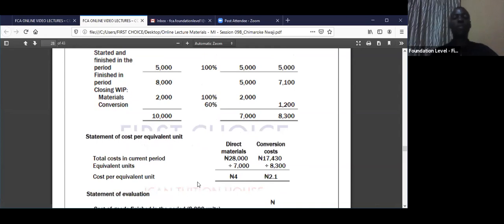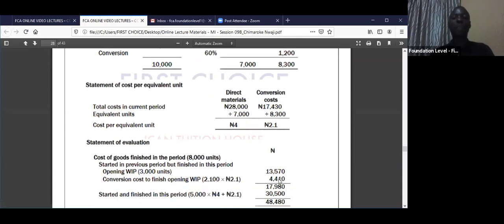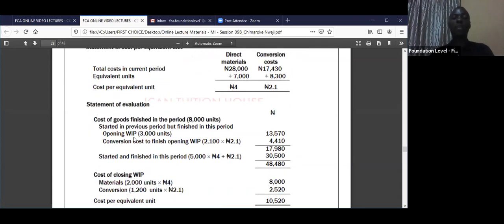So look at your equivalent cost per equivalent unit. What you do, this is the input, the left-hand side. We have the 28,000 and the 17,430. So now, equivalent unit, you're using this 7,000 you got here, and you're using this 8,3. So your cost now is 4,000 and 4 naira and 21. So you are going to apply it in the same normal way.